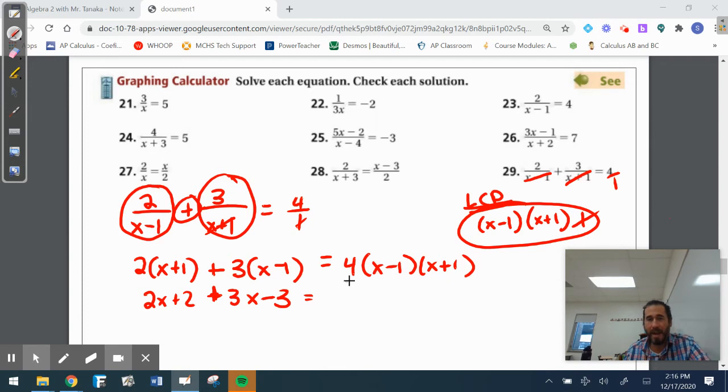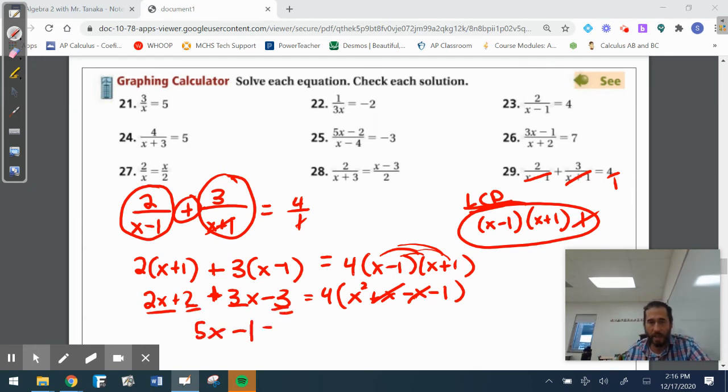And then here I should probably FOIL that first, or distribute. So I'm going to share that x with both of those guys, x plus that'd be x squared, plus 1x, and then share that with both of those, negative x minus 1, and those go away, right? And then distribute that 4 in there. I'm going to collect some like terms here, 5x minus 1 equals, distribute that 4 in there. I get 4x squared minus 4.